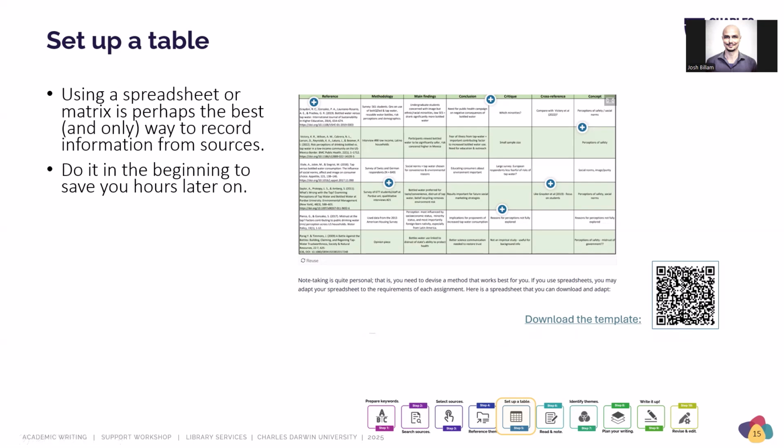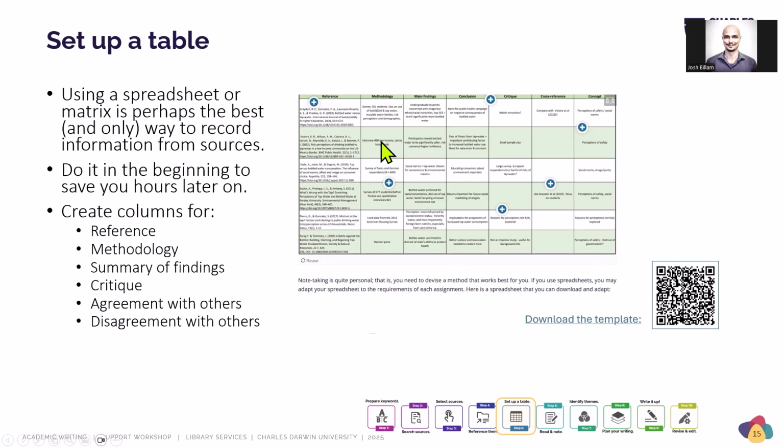Once you've selected your sources and you're preparing to read them and extract information from them, have some receptacle to record all of that data. Don't just make notes by highlighting sources or writing notes on paper or whatever. Have an organized system. So column titles could be things like, what kind of methodology did they use? How can I critique this article? When and where does it agree with other articles, etc.?